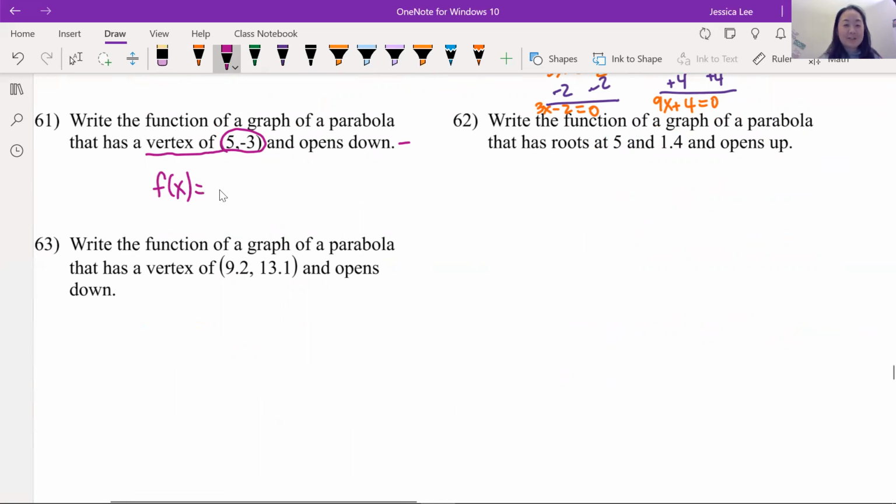Okay, it's going to be negative, and then x minus 5 squared. Don't forget the square. A lot of people forget that. If they're going to forget something, they forget the square. Minus 3. And it's minus 3 because that's a negative 3.